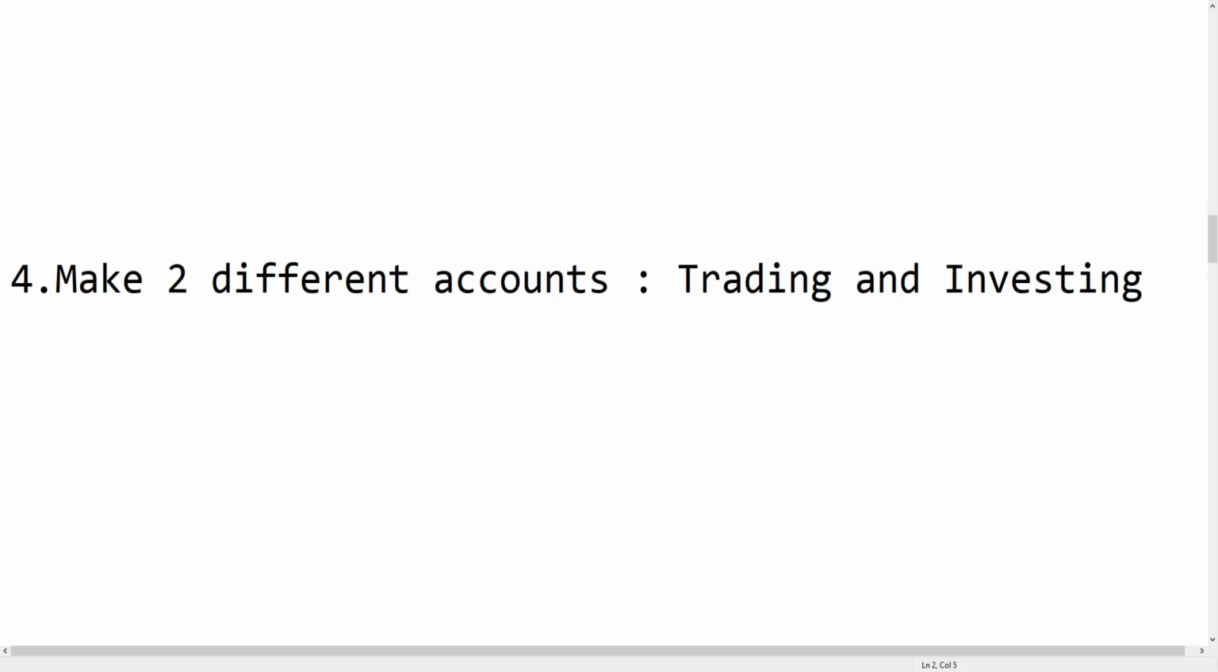Now let's go to number 4, which is something very important. Make 2 different accounts, trading and investing. A lot of people have no idea about this, but I will just try to explain.